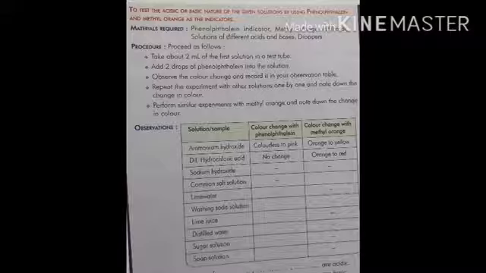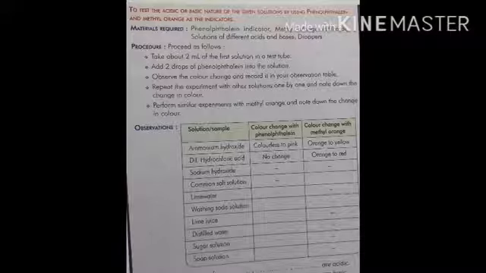Now the material required: phenolphthalein indicator, methyl orange indicator, solution of different acid, base, and dropper. Procedure: take about 2 ml of first solution in a test tube. Add 2 drops of phenolphthalein into the solution. Observe the color change and record it in the observation table. Repeat the experiment with other substances and record the observation one by one. Perform a similar experiment with methyl orange and note down the color change.